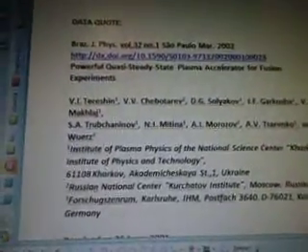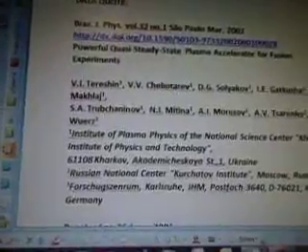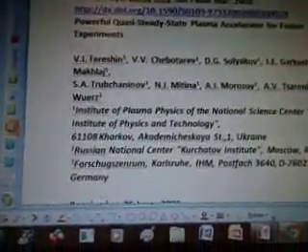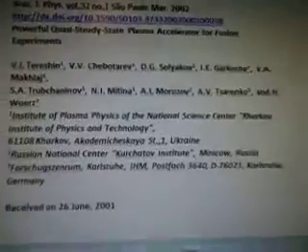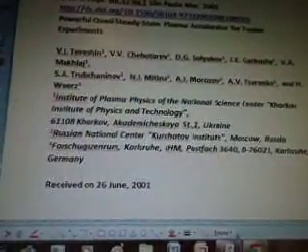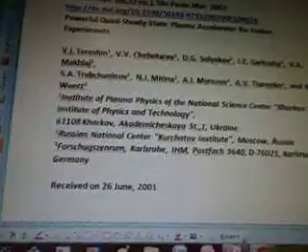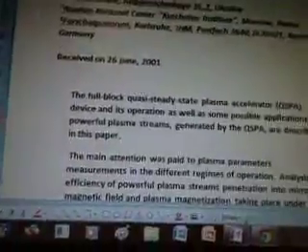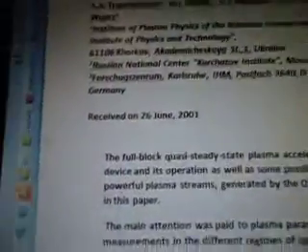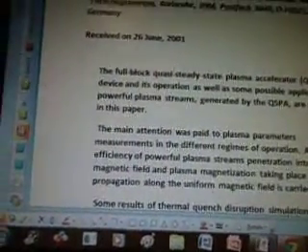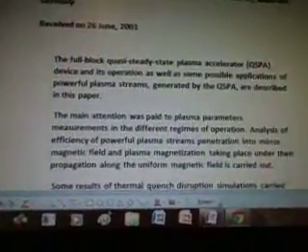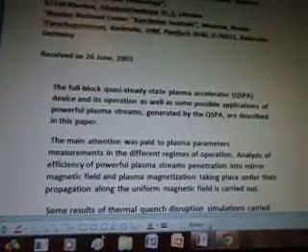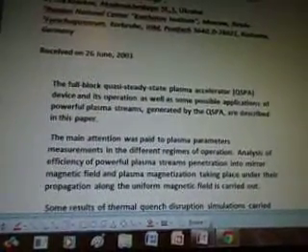Next is from RasJPhys, dx.doi.org from 2002. "Powerful quasi-steady-state plasma accelerator for fusion experiments," with a long list of doctors here. And it's from Science and Technology, Ukraine, Russian National Center, Moscow, Russia, and Germany. Okay, so it's a collaboration between several people. So this was received June 26, 2001. So this is a quote: the full block quasi-steady-state plasma accelerator QSPA device and its operation, as well as some possible applications of powerful plasma streams generated by QSPA, are described in this paper.